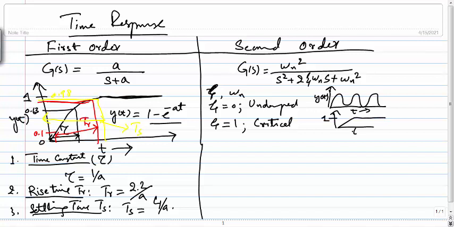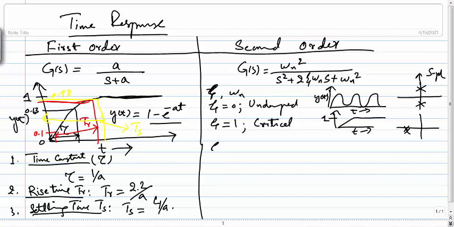So this is critical damp. Now if we say that we have zeta, so for undamped, if I look at the pole location, the poles are on the j omega axis here. This is the pole location in the S plane. Similarly for critical damp, we have two poles on the left half of the plane, at the same location.